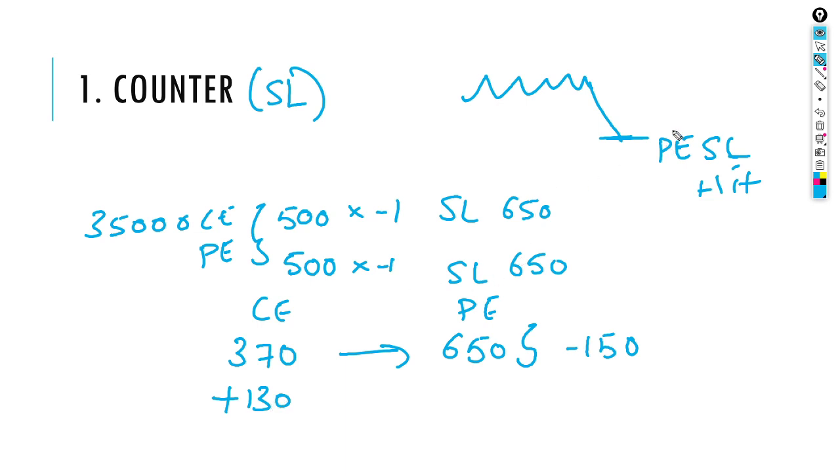So your PE leg hits the stop loss. If your PE leg hits the stop loss at 650 rupees, your CE will be somewhere around 370 rupees, which would have given you 130 rupees profit, and this would have given you 150 rupees loss. So your net loss is going to be rupees 20. So here comes the adjustment part.